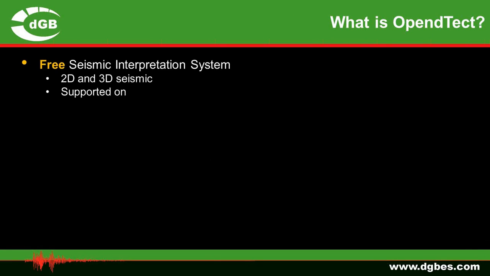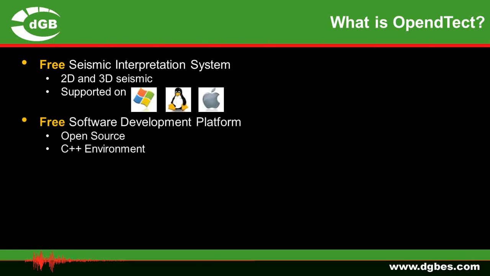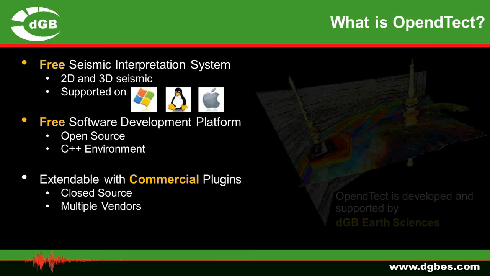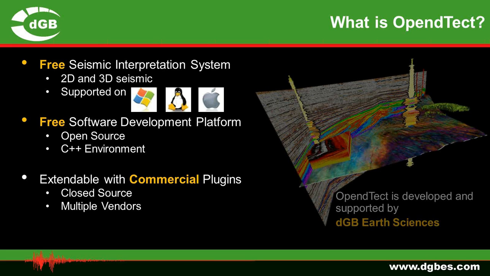So, a little bit of background first of all on OpendTect. What is OpendTect? Now, OpendTect is a free seismic interpretation system for 2 and 3D seismic, which is supported on all 3 major platforms, Windows, Linux and Mac. It is a free development platform also. It's open source in a C++ environment. And OpendTect is extendable with commercial plugins. These are closed source and are produced by multiple different vendors. OpendTect is developed and supported by DGB Earth Sciences.